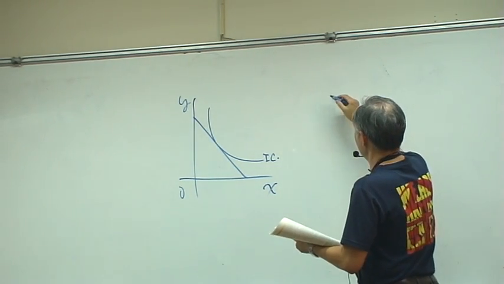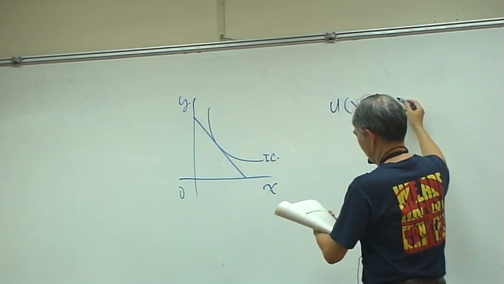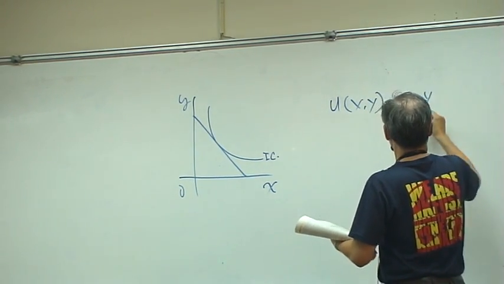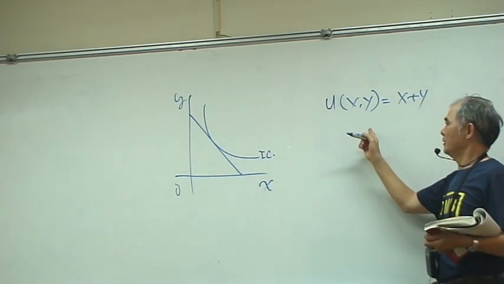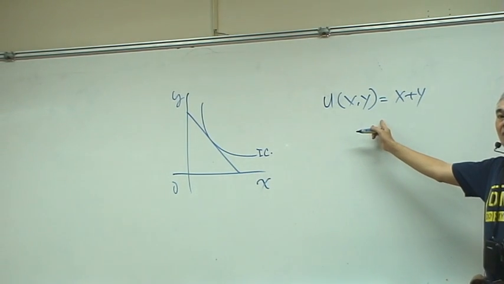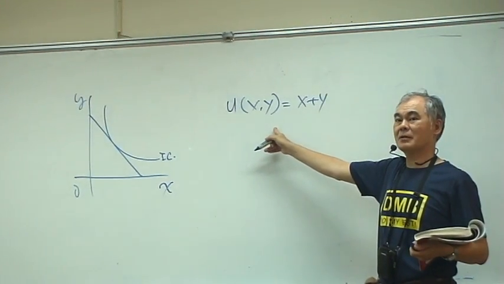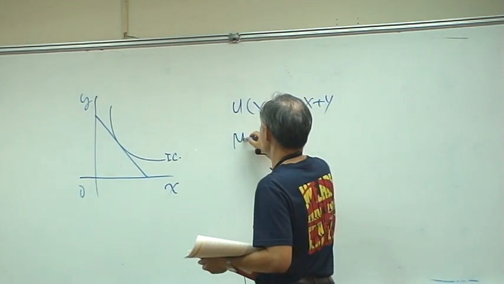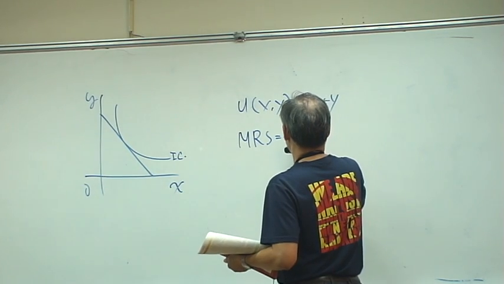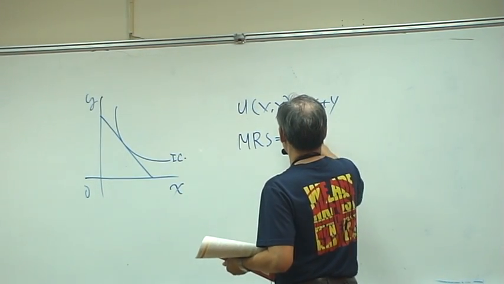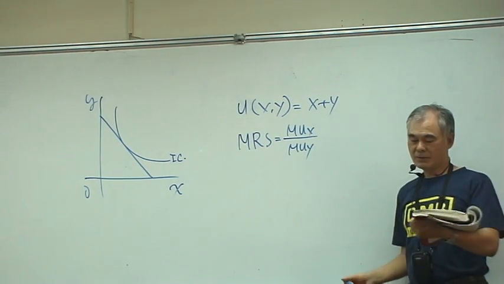Okay, so you have U(x, y) equals x plus y. And you know that the slope of the indifference curve is the MRS, the marginal rate of substitution. What is MRS? MRS is equal to MUx over MUy.